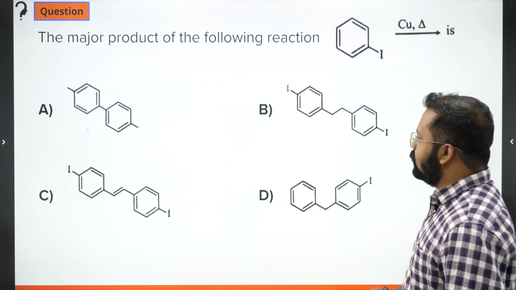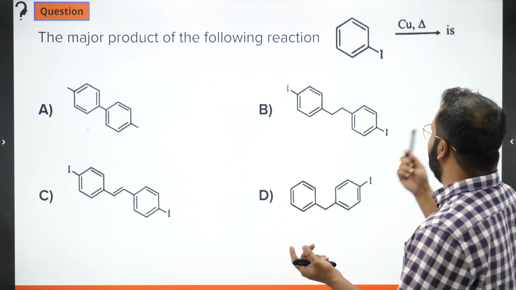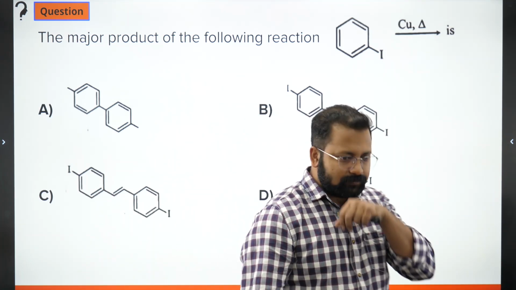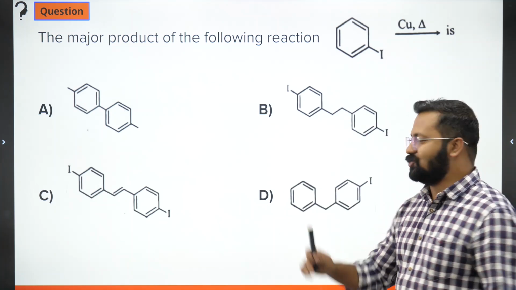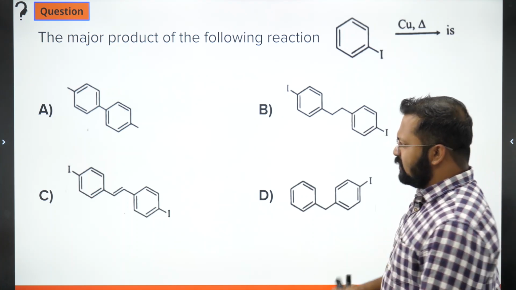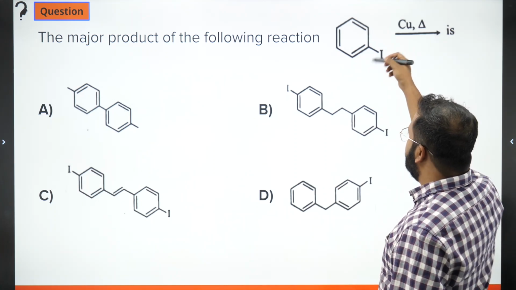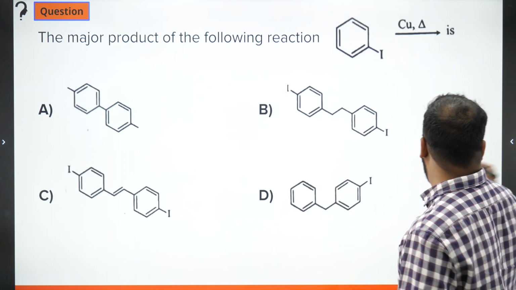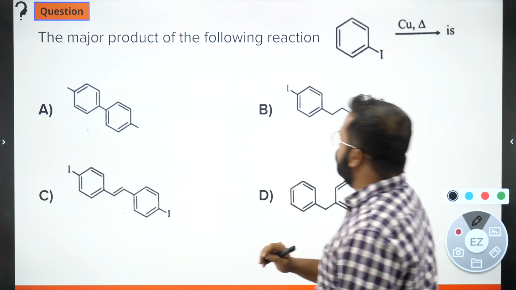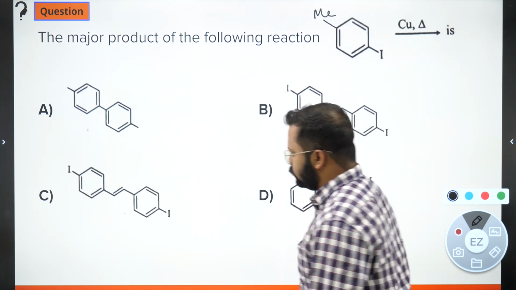Okay, so that was not the last question. This question, the major product of the following reaction, this reaction is known as Ullmann synthesis. The reaction is known as Ullmann synthesis. And Cu, this iodine is attached, it's like a coupling reaction. In this coupling reaction, the iodine part will just get attached, so I think there should be a methyl group over here. There's a methyl group over here.